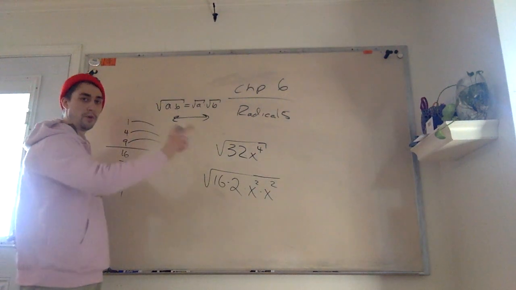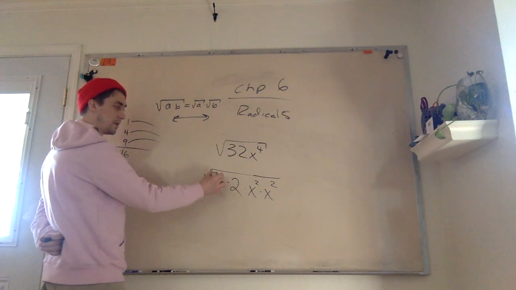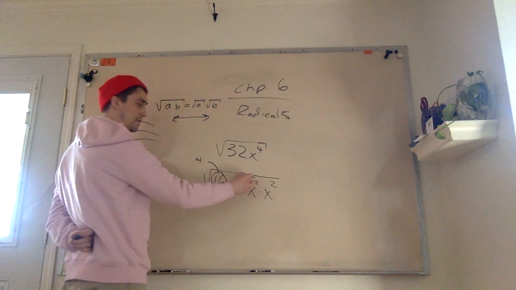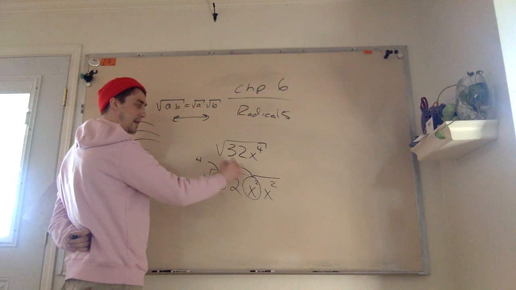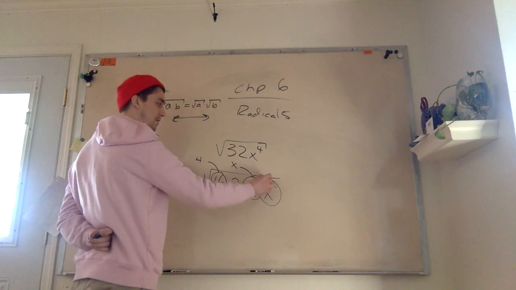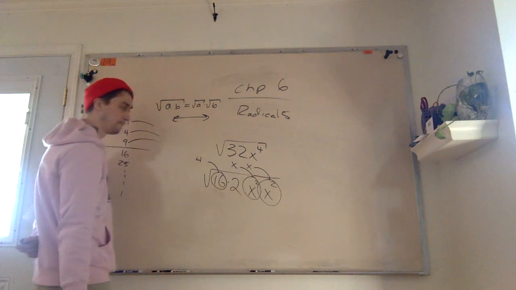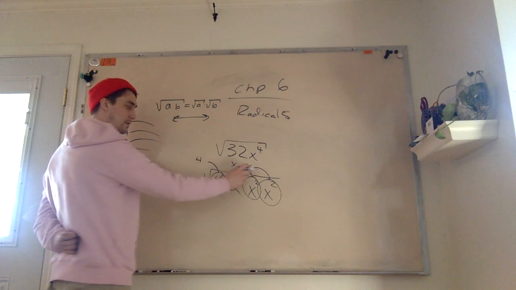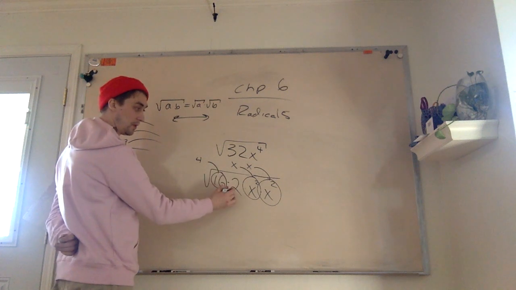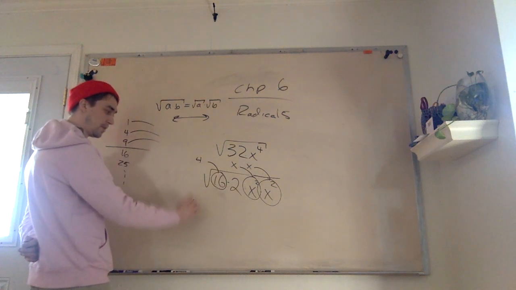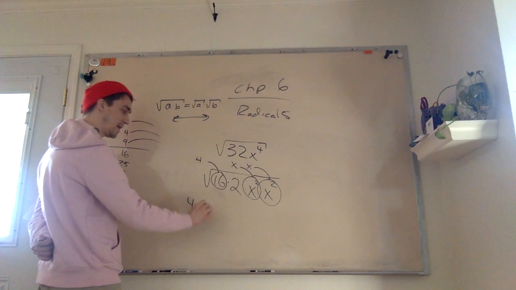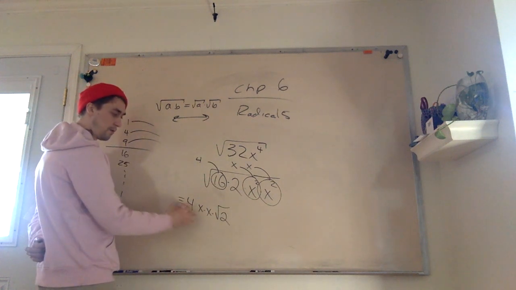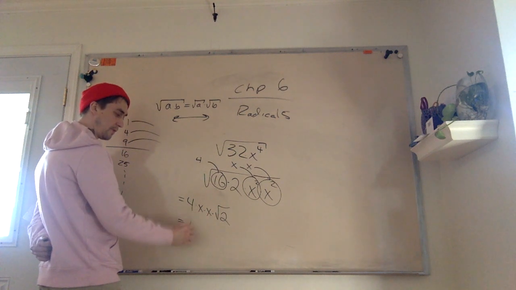And now I just remove what I can. So 16 under a square root comes out as 4. An x squared under a square root comes out as x. And an x squared under a square root comes out as x. So you get 4 multiplied by x multiplied by x multiplied by the square root of 2. And that's it. So you get 4 times x times the square root of 2. And 4 times x times x can be written as 4x squared.